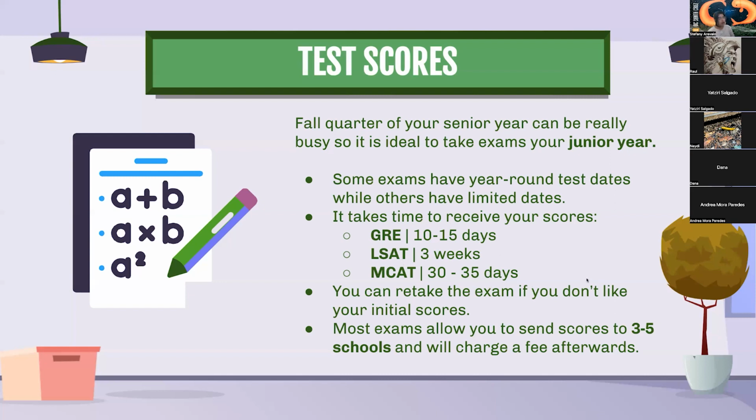And just to think of how fast you might get your results, here are a couple of timelines depending on what exam you take. The GRE, the general exam for grad school, takes anywhere between 10 days to 2 weeks to get scores back. The LSAT, the exam for law school, takes more like 3 weeks, and the MCAT could take 30 to 35 days, so over a month. That's because the MCAT is very impacted. A lot of people want to go into med school and there are very limited dates. So when they do have those dates, they take on a lot of people, and it takes a while for them to process all your scores.